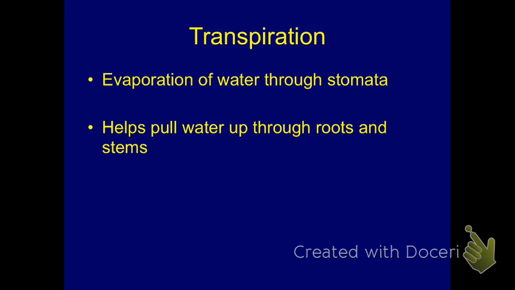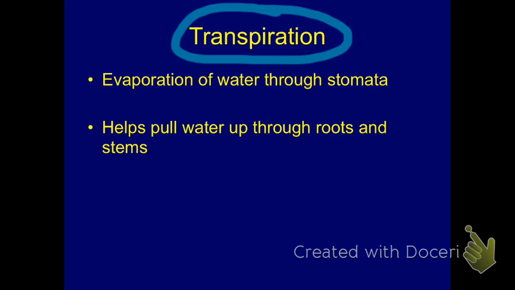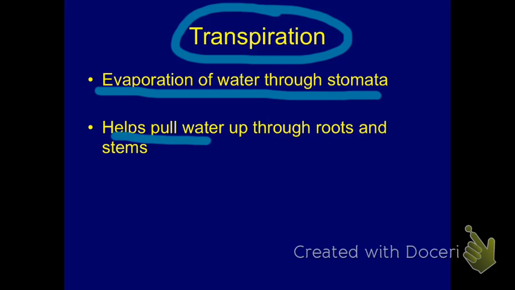Now, speaking of the leaf, there's a process called transpiration. Know this vocabulary term. What it means is the evaporation of water through the stomata. So the water escapes through those openings, through those stoma that are on the underside of the leaves. Transpiration, you think, okay, plant losing water, that's a bad thing. But it actually serves a purpose. It helps pull the water up through the roots and the stems.